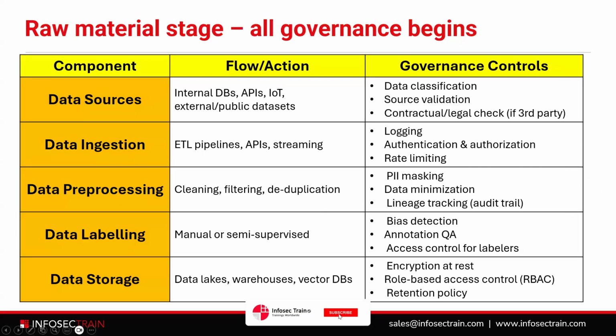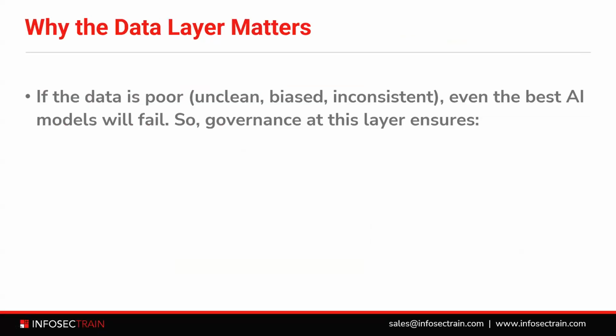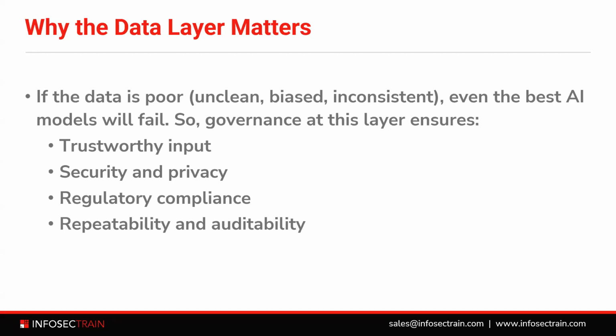So when you're building an architecture, these are the things you need to consider. Is it clear? Now the question is, why does the data layer matter? Because governance starts with the data. So you get trustworthy input, security and privacy are there, regulatory compliance is there, repeatability and auditability are there, because without data you can't do an audit. So that is why this layer is important.